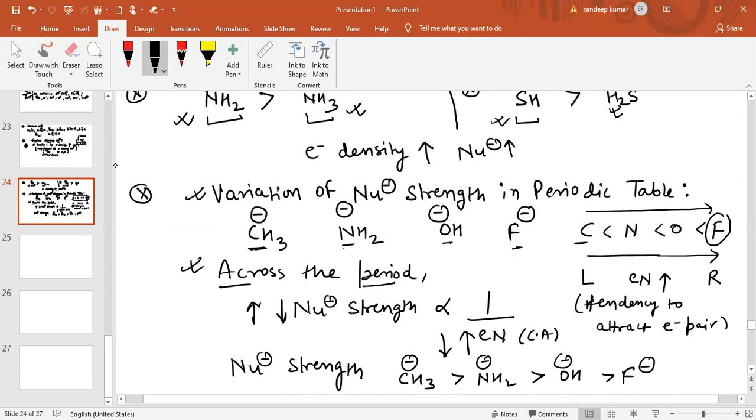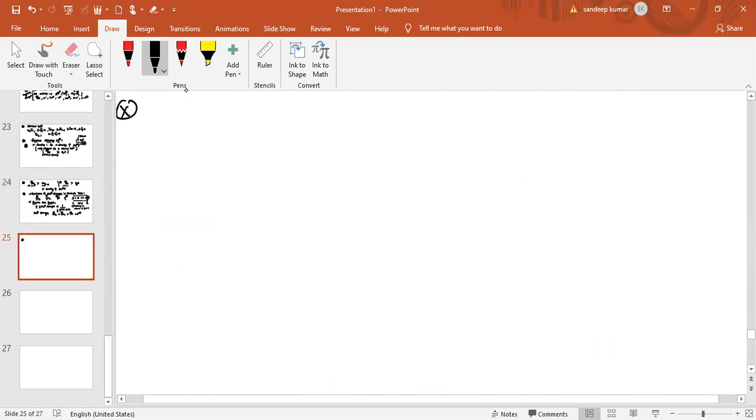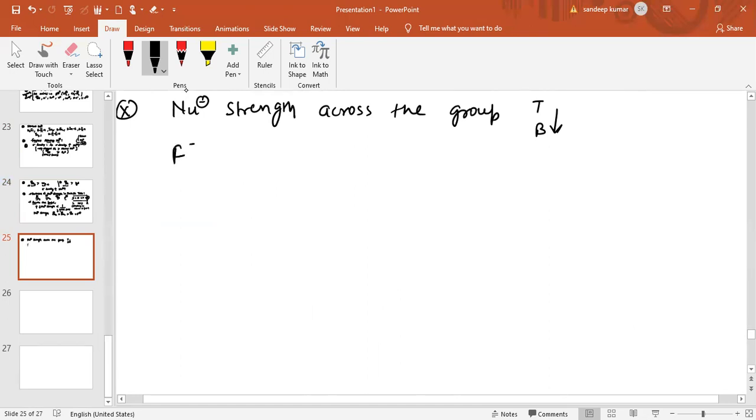Now we will discuss the nucleophilic strength in a group, across the group from top to bottom. For example, F minus, Cl minus, Br minus, and I minus. It is given like this.